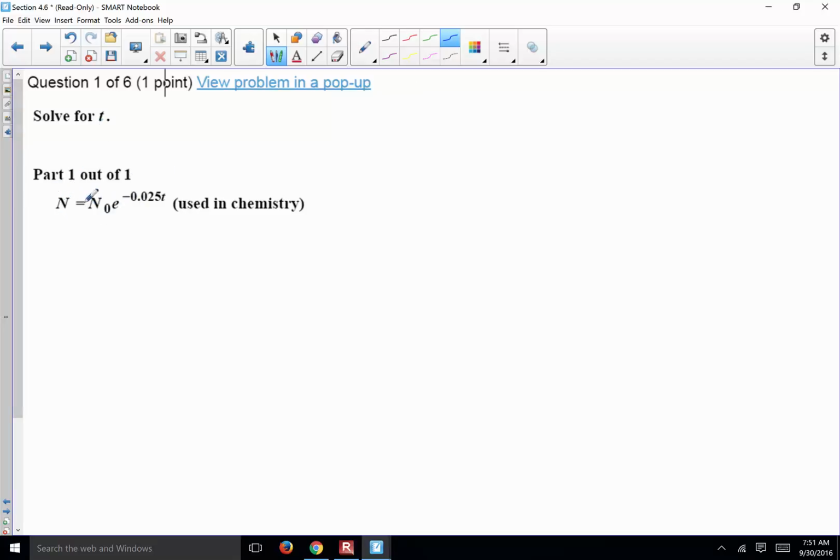N is equal to N0, the initial amount of whatever N is. It's probably a chemical. The initial chemical amount times e to the negative 0.25 t, okay? We want to solve for t here.